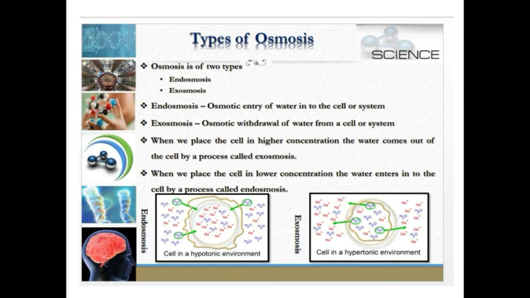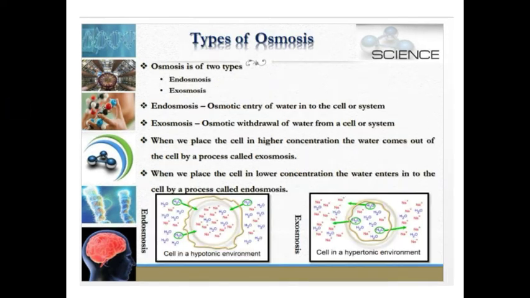Okay, children, when we place the cell in a higher concentration, the water comes out of the cell by the process of exoosmosis. When we place the cell in a lower concentration, the water enters into the cell by the process of endoosmosis. Can you get an idea from this, children? What is endoosmosis and exoosmosis? This is what is happening in the picture. Cells in hypertonic solution and the cells in hypotonic environment.